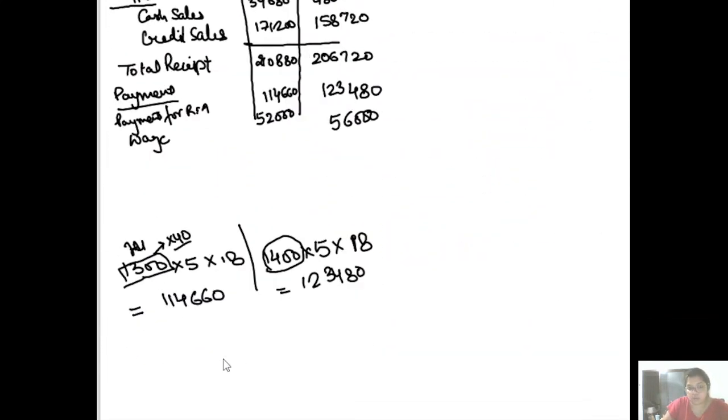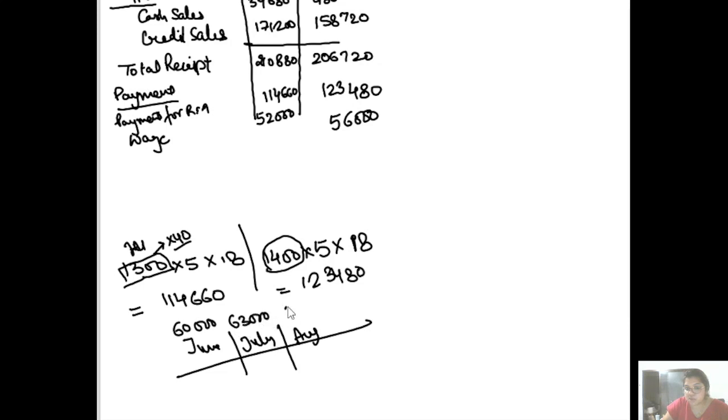They said June, July and August. Okay. So June's overhead is 60,000. July overhead is 63,000. August overhead is 63,000. They said this 60,000, how are we going to pay this? 60% this month, and 40% in the month of July.